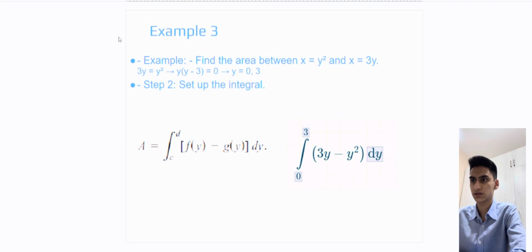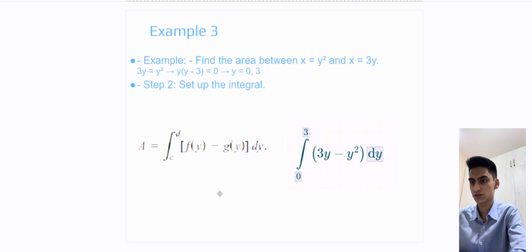Now let's look at another example. We should find the area between x equals y squared and x equals 3y. Again, we should find the intersection points. 3y equals y squared, and from here we see that the intersection points are 0 and 3.